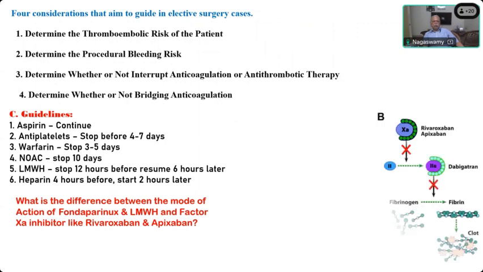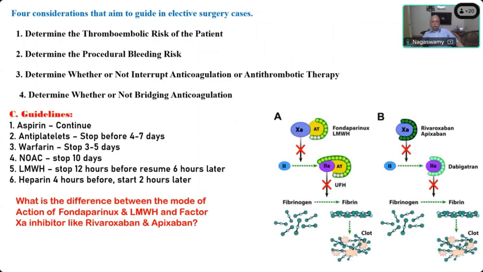The main difference between the factor 10A inhibitors and fondaparinux and low molecular weight heparin, which have a similar action, is this: fondaparinux and low molecular weight heparin act indirectly by attaching themselves to antithrombin and then blocking the action, whereas rivaroxaban and apixaban go directly and block the 10A. Unfractionated heparin also has a similar action to the indirect ones. So this is the main difference between these two groups of drugs.